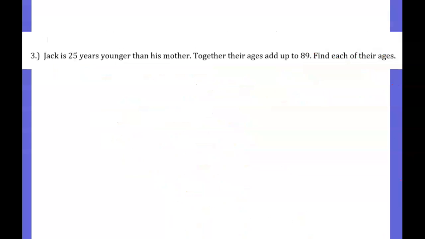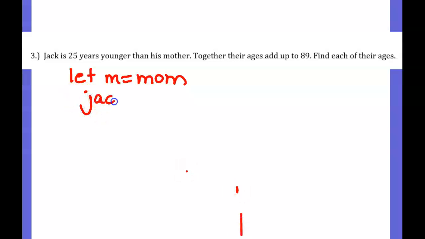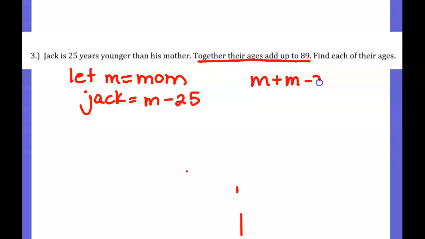Okay, for number 3, we have Jack is 25 years younger than his mother. Together, the ages add up to 89. Find each of their ages. I'm going to let M be the mom. Then Jack is equal to mom minus 25 because he's 25 years younger. If we took mom and added Jack, we would get 89.